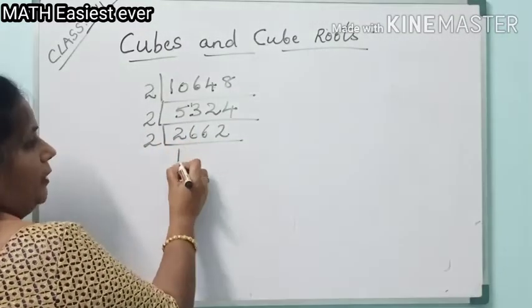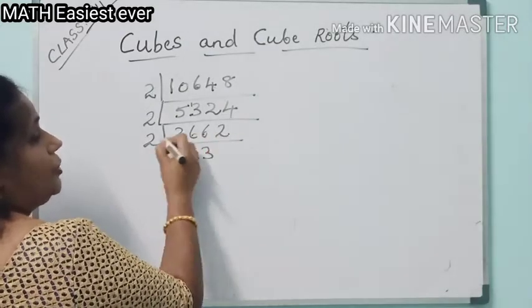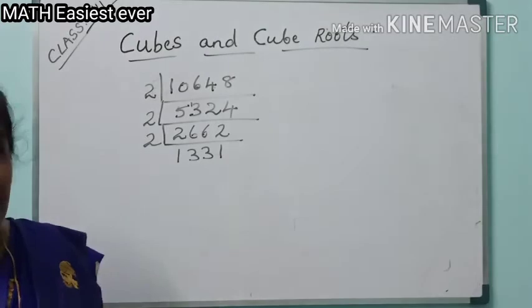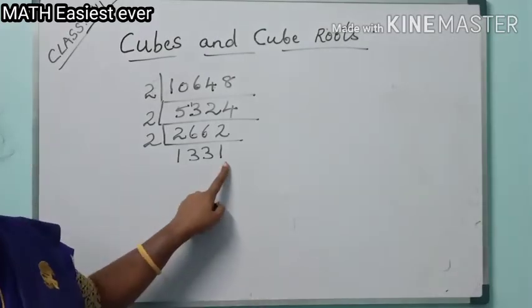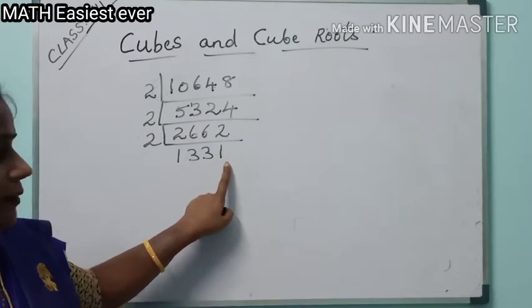Again take this and divide by 2. 2 divided by 2 is 1. 6 divided by 2 is 3. 6 divided by 2 is 3. 2 divided by 2 is 1. You got 1331. So what is the last digit? The ones digit is 1. Is it divisible by 2? No, it's not divisible by 2.